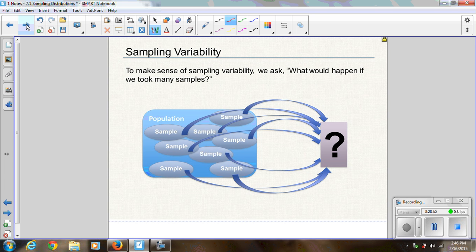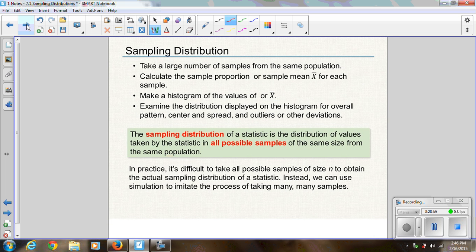But if I consider, theoretically, what would happen if I just kept taking another sample out of the same population and examining the statistic and plotting it over and over and over again? Well, this is called a sampling distribution. Consider taking a large number of samples from the same population and then calculating either the sample proportion or the sample mean from each of those samples. Make a histogram of these values, and there should be a little p-hat right here. Then examine the distribution displayed in the histogram for overall pattern, center and spread, and any outliers. And again, this is called a sampling distribution.